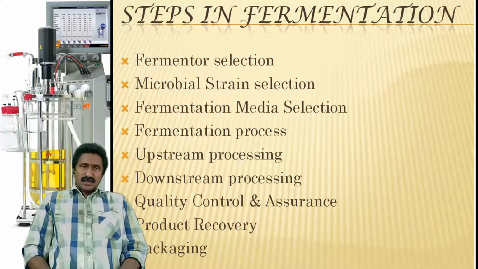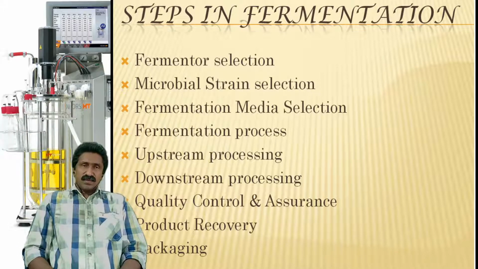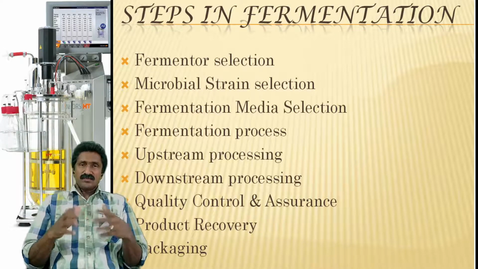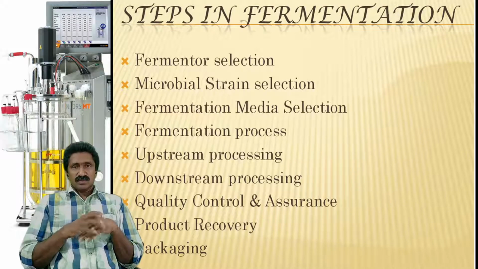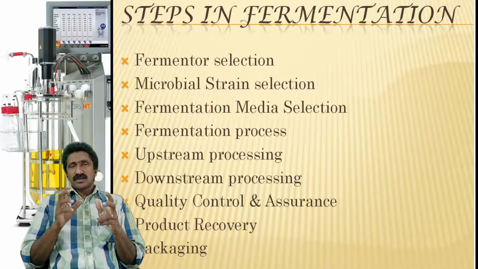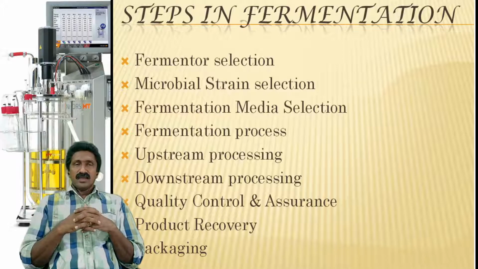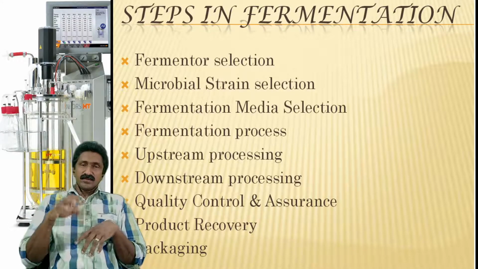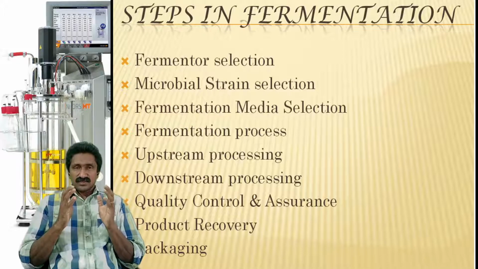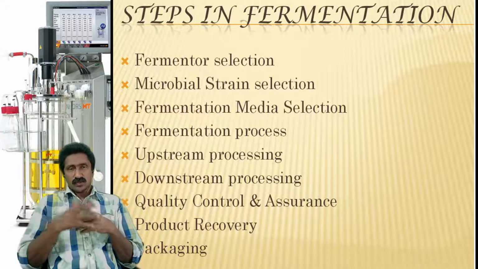Okay. Now, in the different steps of fermentation, the first step is fermenter selection. You have to decide which type of fermenter you want to use based on your desired application. And the second critical component is the microbial strain that is used in the reactor. So you have to select the microbial strain. And then you need a fermentation media. Optimal fermentation media is almost as important as the strain, because the strain requires specific fermentation media, which needs to be optimized using various protocols.